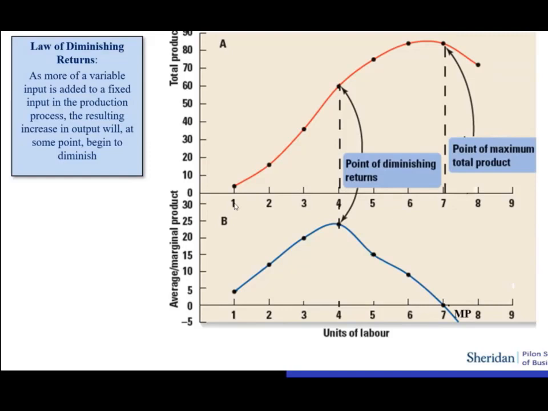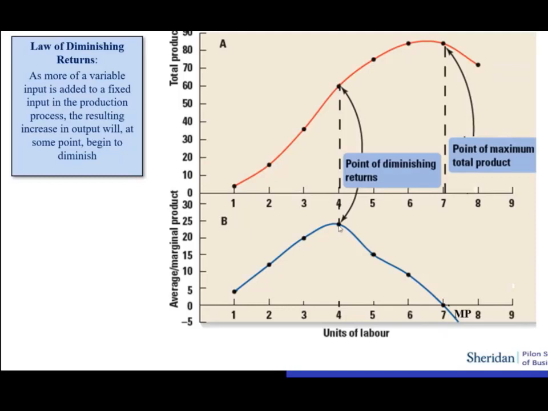In this range from 1 to 4, we see that this is convex. So we see that this is increasing at an increasing rate, right? So that corresponds to the marginal product increasing.